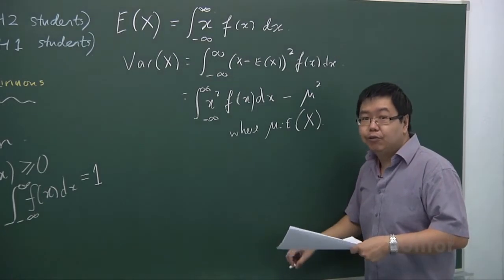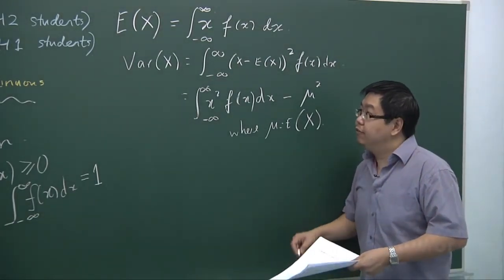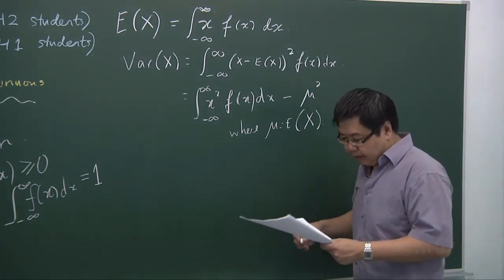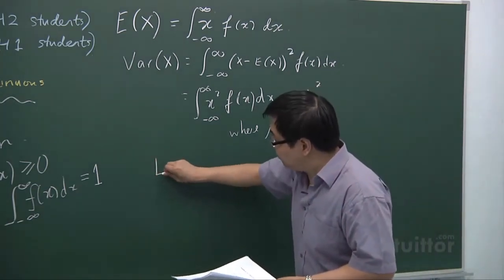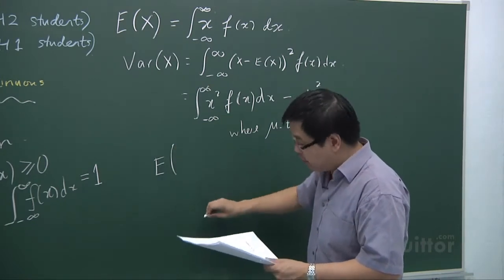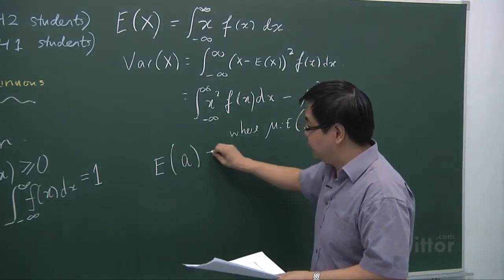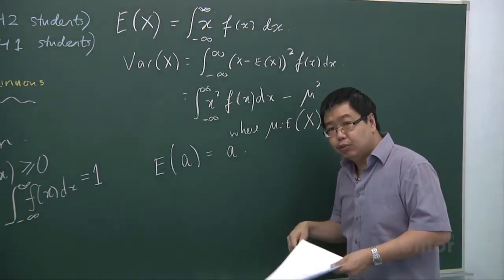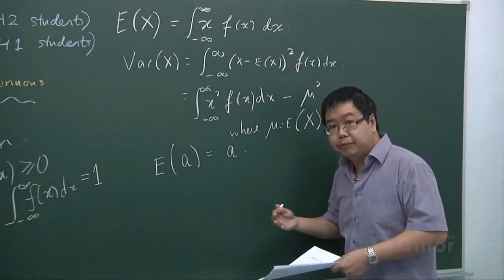You do not need to calculate the expectation and variance using integration, but you will need to know how to find the expectation of some linear combination of random variables. To do that, you need to know some properties of expectation and variance. The first property is the expectation of a constant A is A. All these properties work as well for the discrete random variable.